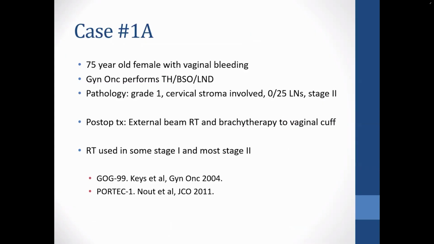Case 1A, there's a slight twist in this one. Again, a 75-year-old female with vaginal bleeding. The surgeon performs the typical surgery. Pathology, however, in this case, shows a grade 1 tumor with cervical stroma involvement. Lymph nodes are negative. This is considered a stage 2 cancer because it is involving the cervical stroma.